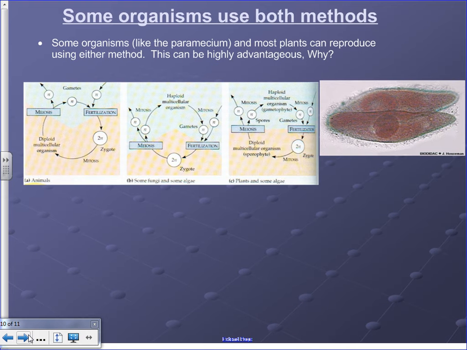Some organisms, like the Paramecium we said was an example, can reproduce using either method, and that can be advantageous. Plants can also reproduce sexually or asexually, and, oddly enough, they can even reproduce sexually with themselves. That's weird. They can fertilize themselves. Their own pollen can fertilize their egg, because of the structure of the flower.